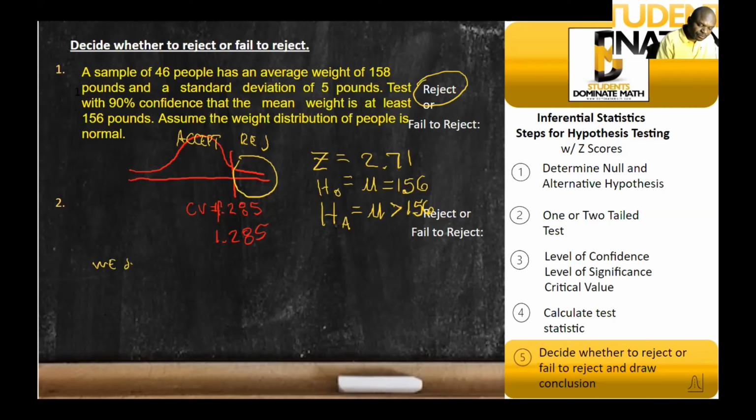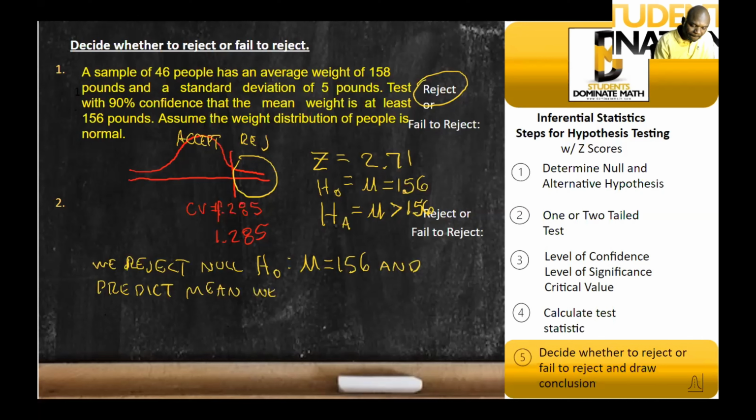All right, so our conclusion, which we would need to connect to the original problem, our conclusion would be we reject the null that our mean was equal to 156 and predict that the mean weight of the population would be greater than 156. All right. So you try to connect your findings to the original problem. So that's that.